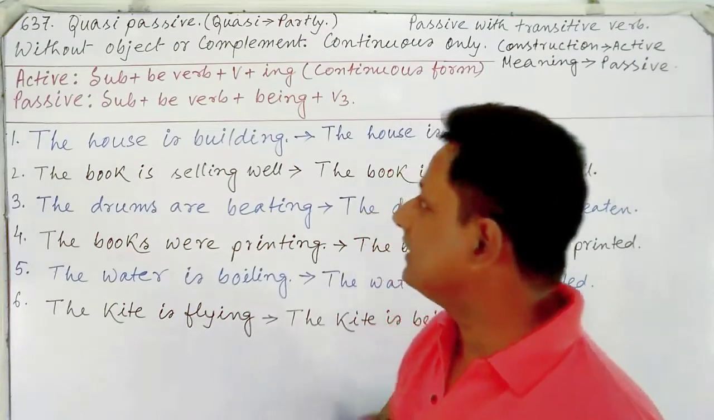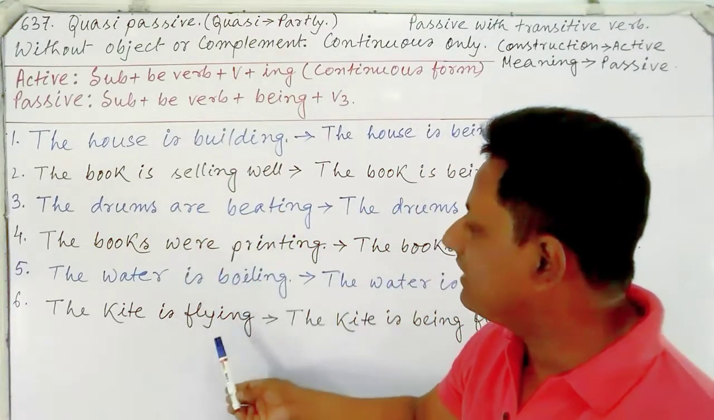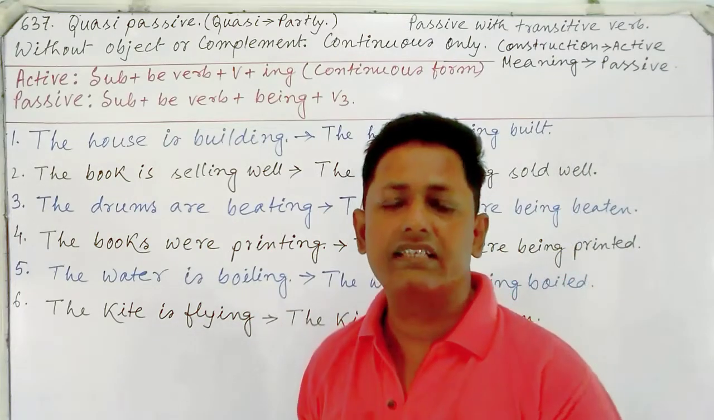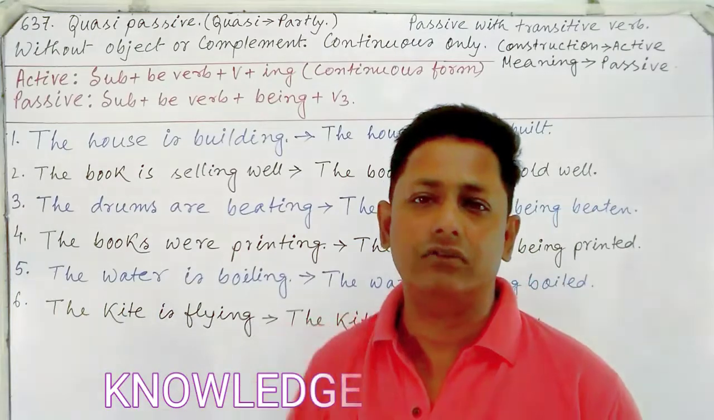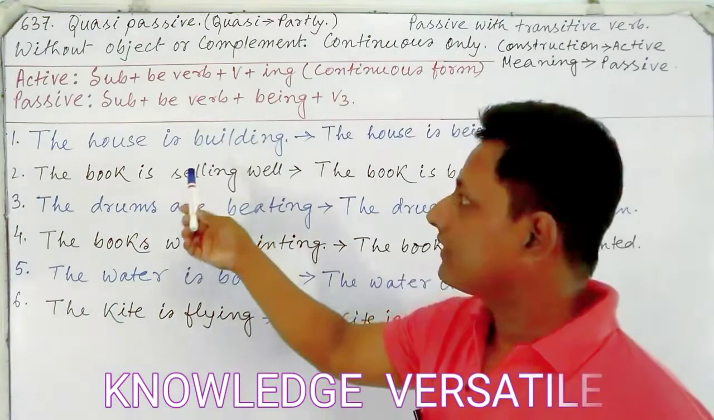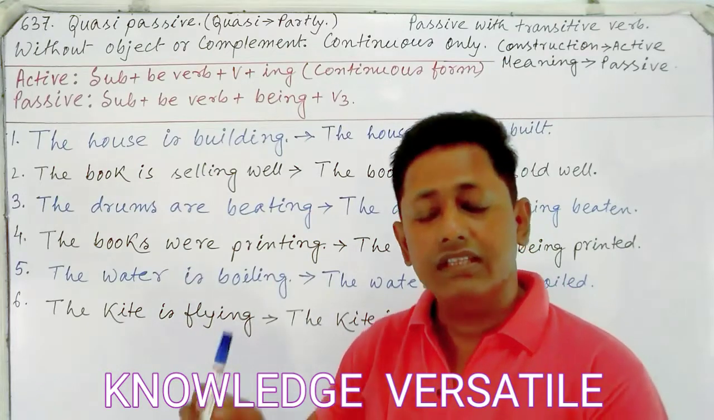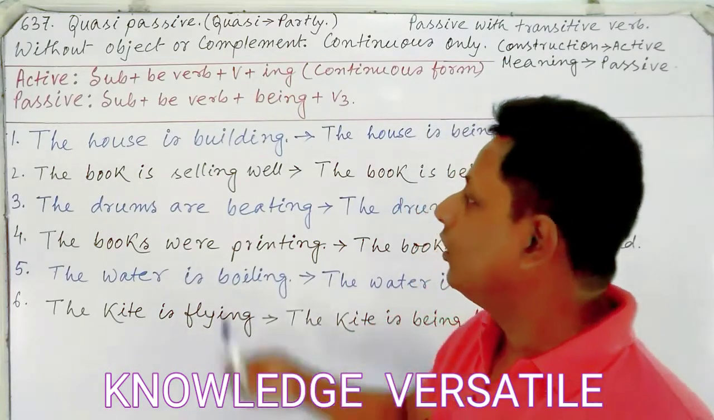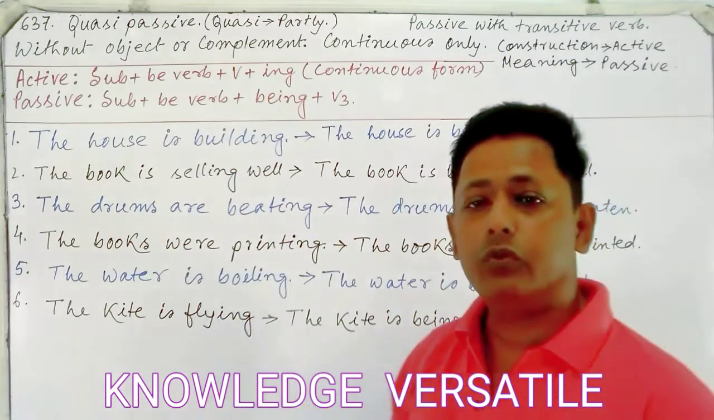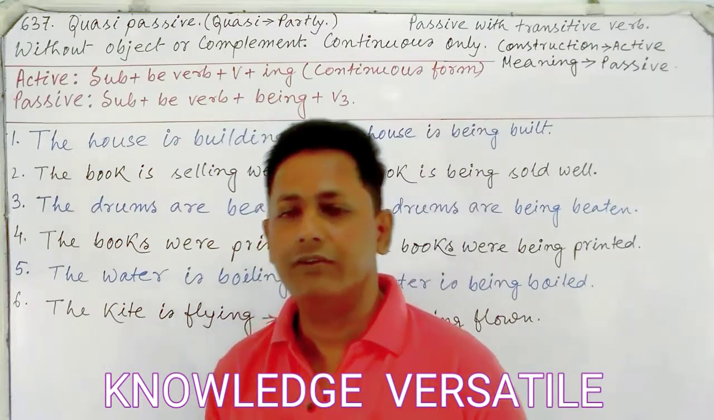And we have noticed another thing here: building, selling, beating, printing, boiling, flying. All the verbs are transitive verbs, such as: the man is building a house, he is selling pens. All these are transitive verbs. These transitive verbs are used with objects. But here we have used transitive verbs without objects. Still, the sentences are correct. So I am concluding here.